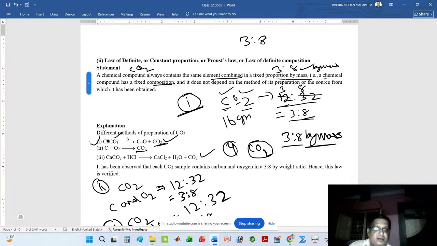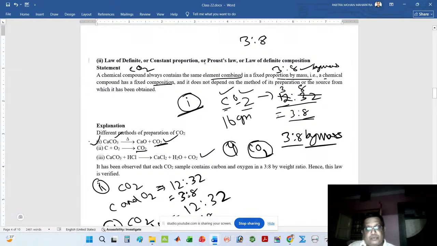Whether you prepare it from calcium carbonate, or by the combination of carbon and oxygen, or by the reaction between calcium carbonate and HCl, the carbon dioxide always has the same elements. They have a fixed proportion, and they have a fixed composition. They do not depend upon the method. Okay, this is said to be the law of definite or constant proportion. Here the proportion is constant. Here the composition is definite.